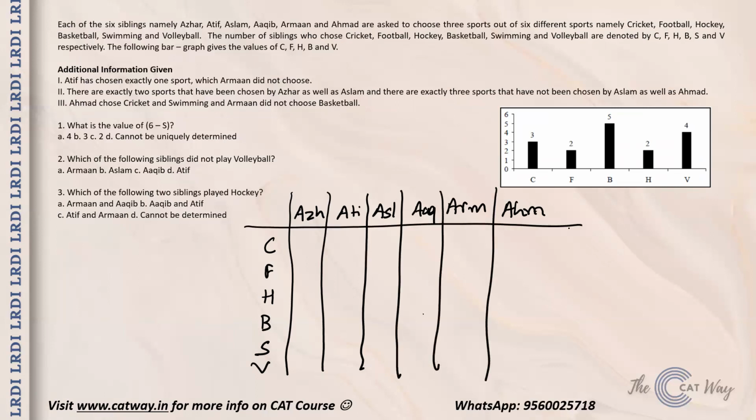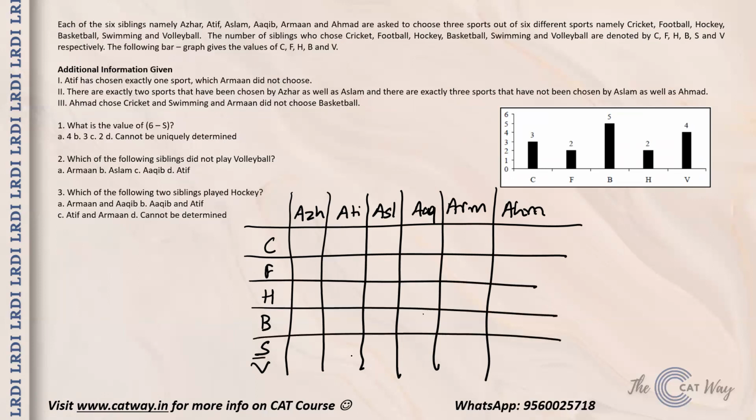So this is what we have. Now let's go on and read out the additional conditions that have been given to us. So what has been given is that Atif chose exactly one sport which Arman did not choose. Okay, there are exactly two sports which have been chosen by Azhar as well as Aslam, and there are exactly three sports that have not been chosen by Aslam as well as Ahmed. Now that means for Aslam and Ahmed, all the three sports that they do not choose are the same, and that means the three sports that they do choose are also the same.